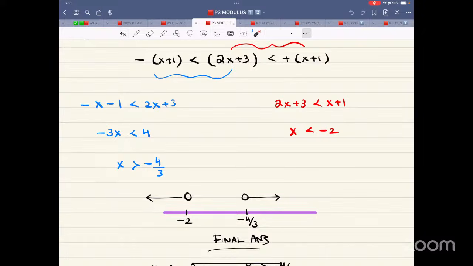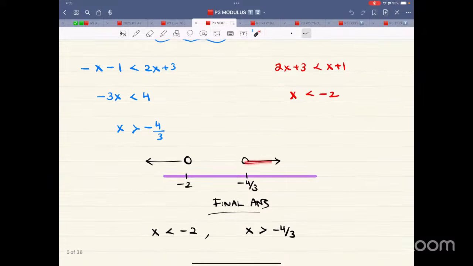So now, when you want the final answer, have a good look. Then you plot them on a number line, and it so happens they are both going their own ways. This is going to the right, this is going to the left. There is no overlapping region. So therefore, this is the answer. That is the final answer from here.